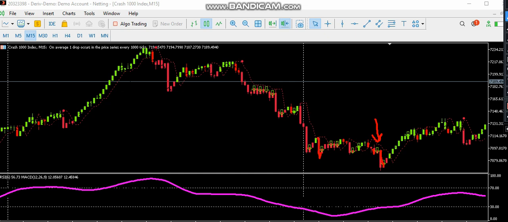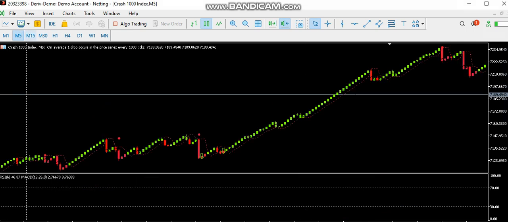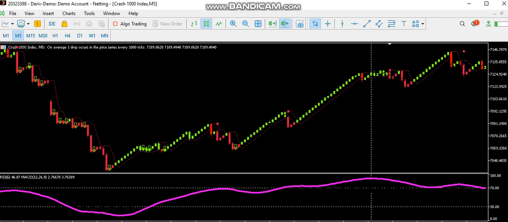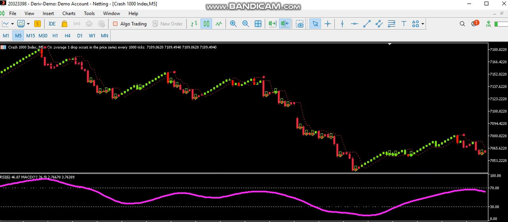This is 5 minute. Sorry, this is the 15-minute time frame. Let me go to the 5 minute time frame. That's a very good time frame to use. Okay. Now look at this spike trend. So it shows up only in a spike trend.